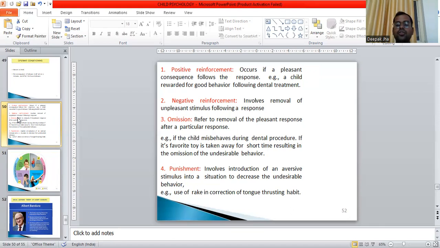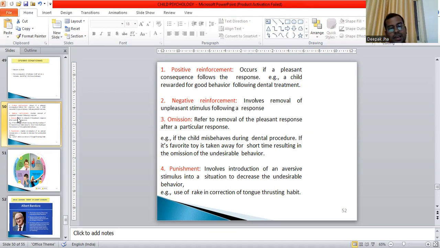What you have done is you have removed the negative stimulus from the child and enhanced his behavior. In positive reinforcement, you gave the child a toy or something and he behaved nicely. In negative reinforcement, something was causing him trouble. You remove that trouble and increase the positive behavior. So that is negative reinforcement.